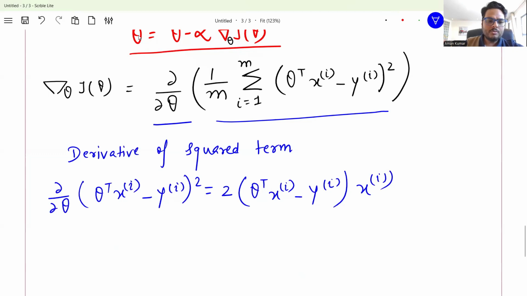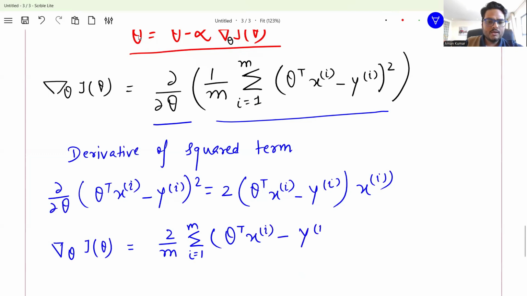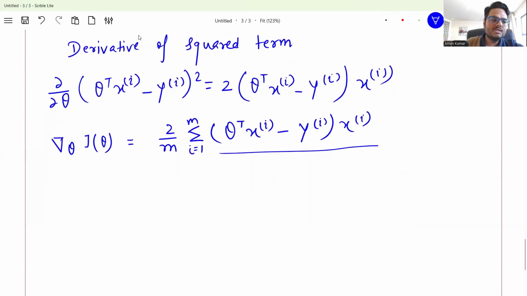So if you plug it in the above formula, the derivative of J theta with respect to theta that we are trying to find out will be 2 by m, summation i equal to 1 to m, (theta transpose xi minus yi) multiplied by xi. Very simple. Since 1 by m is constant, it comes out and gets multiplied with this 2, and inside what remains is this.